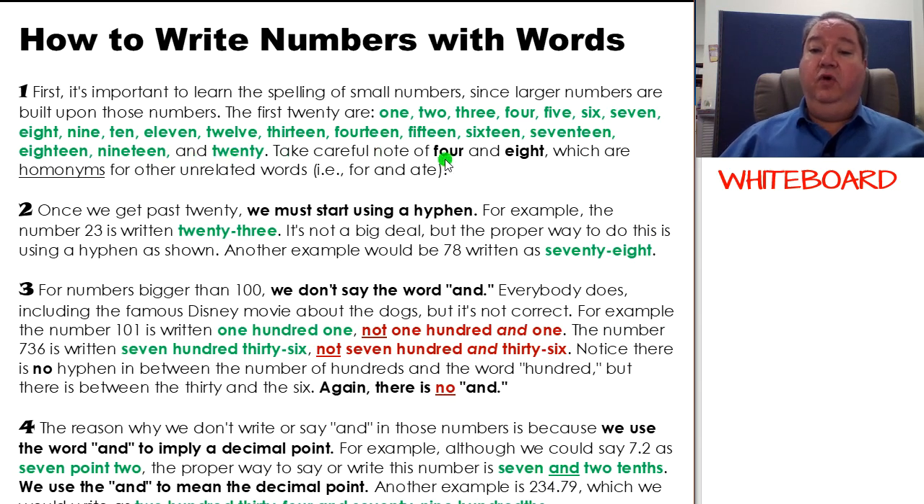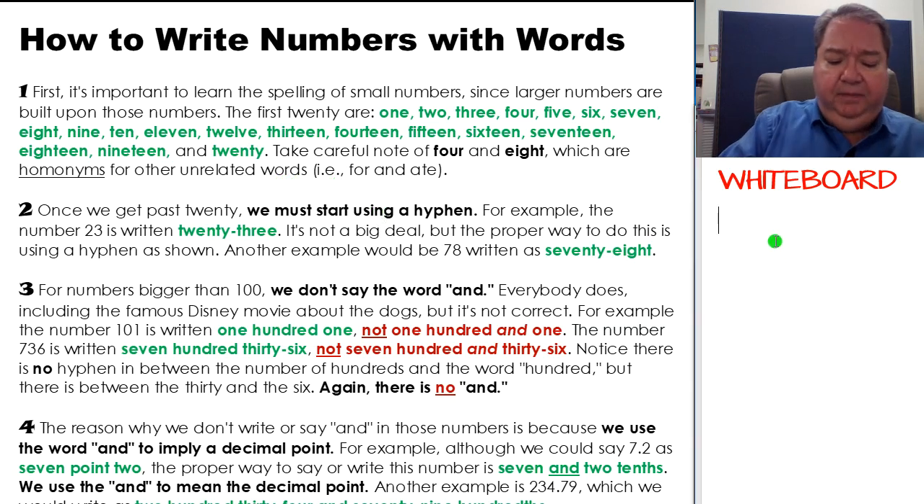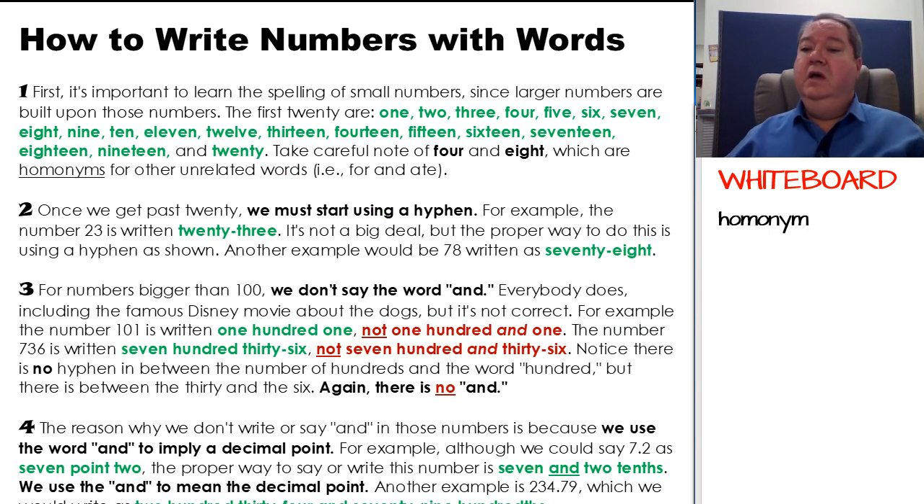Take careful note of 4 and 8, which are homonyms for other unrelated words. What's a homonym? A homonym is a word that sounds like another word. It may even have the same spelling but a completely different meaning, or it may be a word that is pronounced the same but spelled differently. In this case, 8, the number, and ate, which is the past tense of the verb to eat.